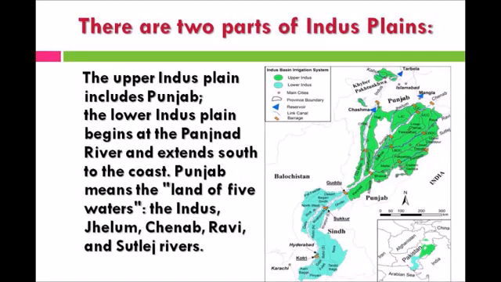Students, there are two parts of Indus Plains. The upper Indus Plain includes Punjab. The lower Plain begins at the Panjnad River and extends south to the coast. Punjab means the land of five waters or rivers: the Indus, Jhelum, Chenab, Ravi and Satluj. You can see both parts of Indus Plain in the map.